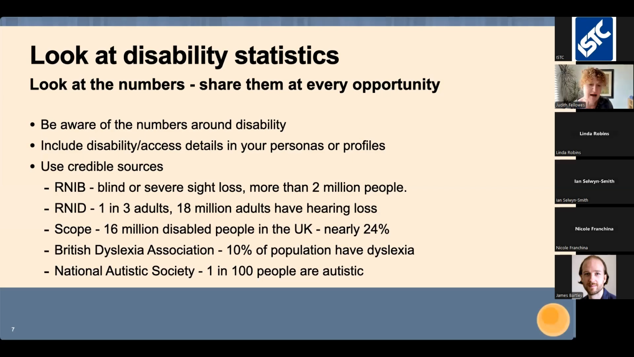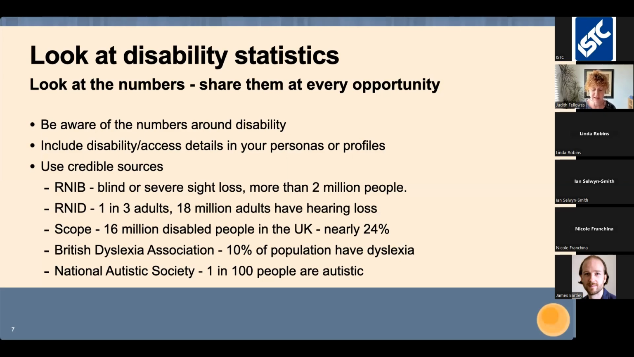Now, if anybody's good at maths, you might look at those figures and you might say, actually, they don't really add up. So Scope say 16 million people are disabled, but RNID say 18 million adults have hearing loss. So there's a few reasons for this. One is how these statistics are calculated and worked out, and some are actuals and some are approximations. Some are how people identify. So, for example, a lot of people who are hard of hearing and or deaf may not define themselves as having a disability. And then also a lot of people may have an access need but not actually know about it. So they've never had a diagnosis.